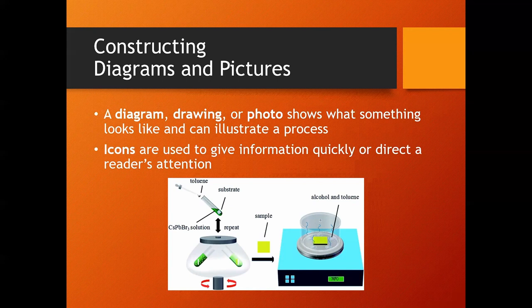Next, diagrams and pictures. A diagram, drawing, or a photo is going to show what something looks like, or it can illustrate a process. And an icon is going to give quick information or just be there to direct a reader's attention to something specific.